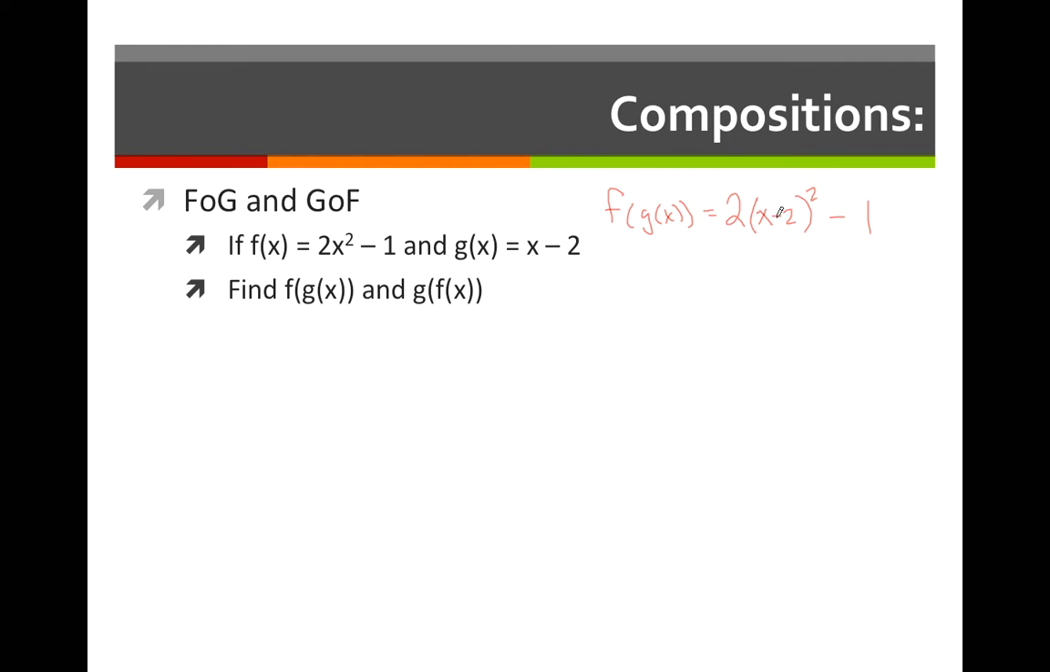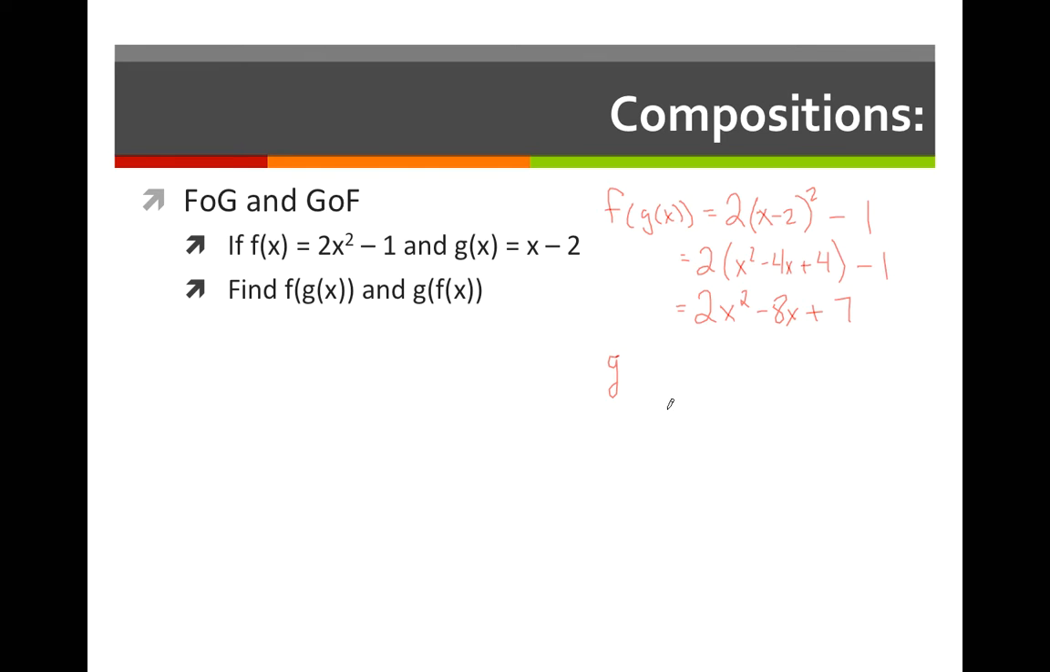So this is 2 times the quantity x minus 2 squared, minus 1. Well, now we just have to simplify. This becomes 2 times x squared minus 4x plus 4, because you have to FOIL, minus 1. Simplify a little farther, distribute: 2x squared minus 8x. I get a plus 8 and a minus 1, so I get a plus 7. And then the question is, should the other one come out the same?